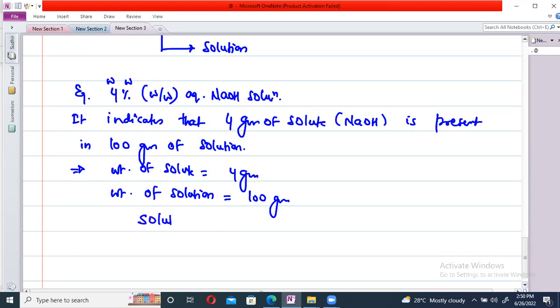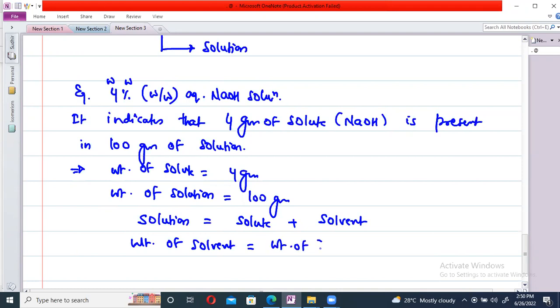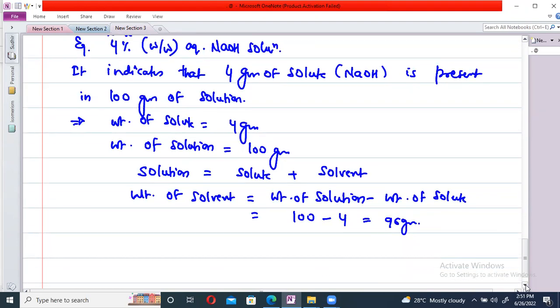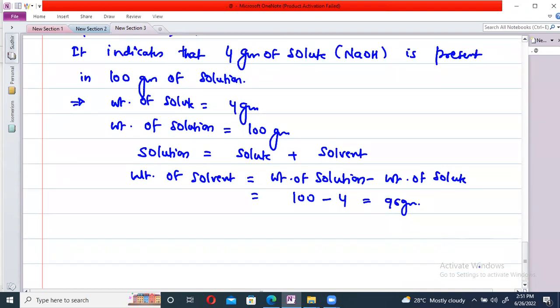See here. Weight of solution is equal to weight of solute plus weight of solvent. And as we know, weight of solvent is equal to weight of solution minus weight of solute. Weight of solution we have is 100 gram, weight of solute is 4 gram, so weight of solvent I will get here as 96 gram. Chalo, some questions we'll try to do based on the W by W concept.